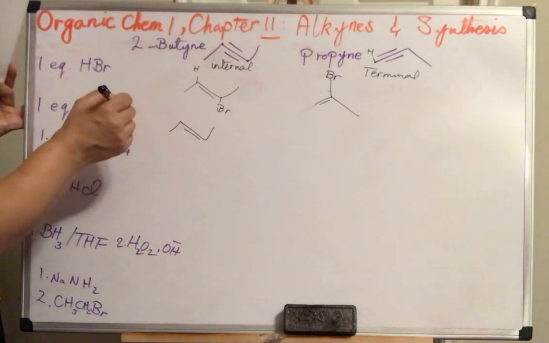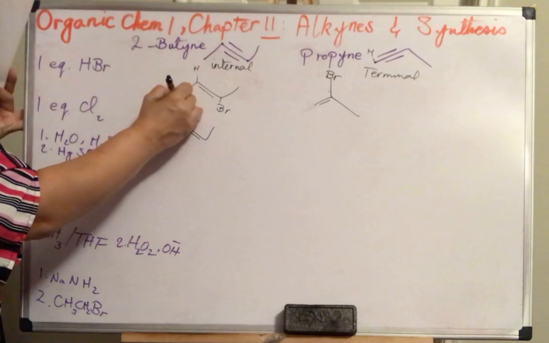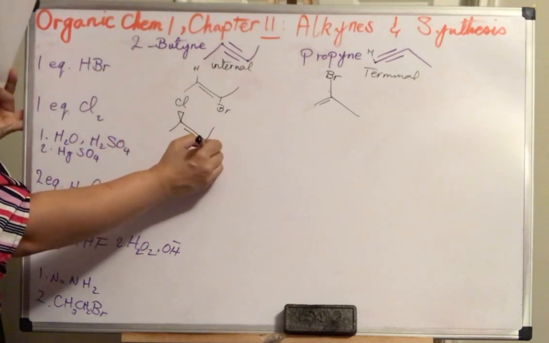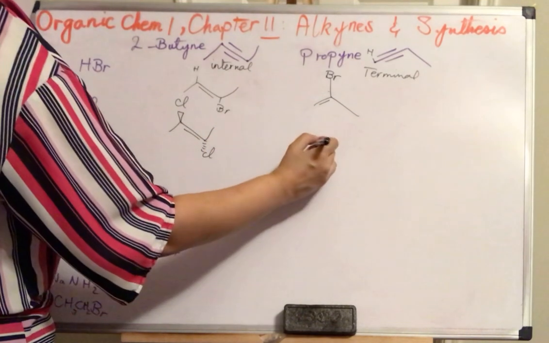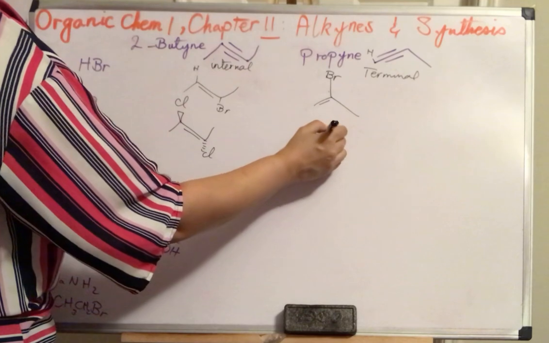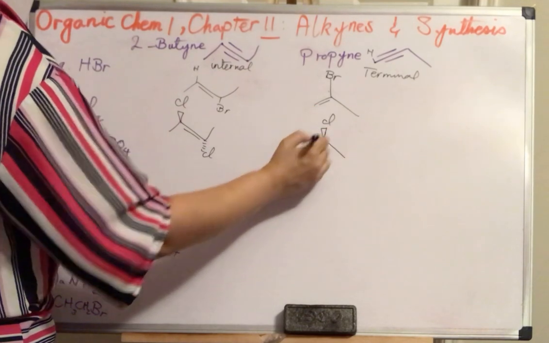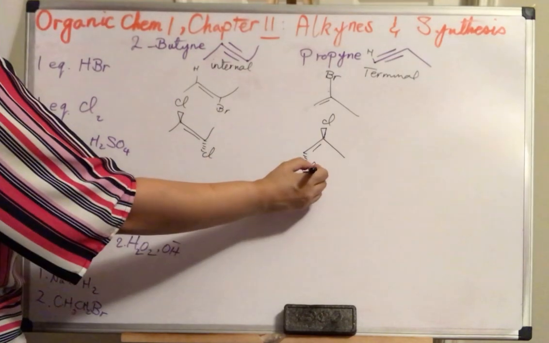One equivalent of chlorine, you're supposed to add chlorine to just one, so you will have a double bond, and then don't forget it was an anti-addition. It's the same. You will have the anti-addition product.